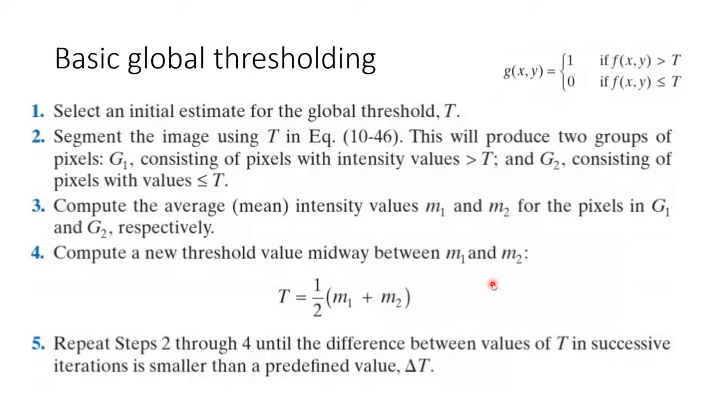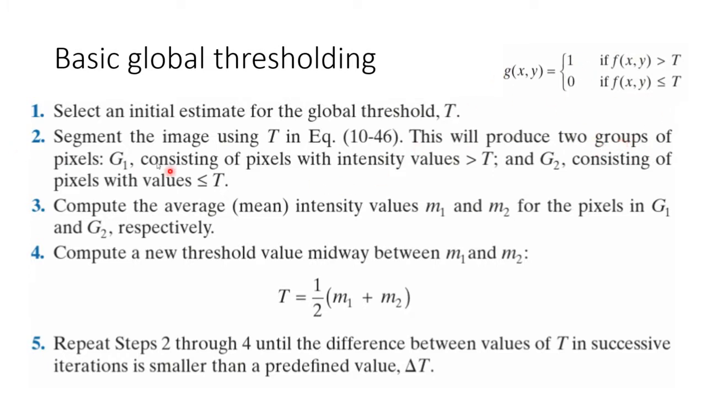Okay, so the basic thresholding method is the following, called the basic global thresholding method. We're going to select an initial estimate for the global threshold. Just guess a number for segmenting foreground pixels and background pixels. Then you're going to use this threshold to segment the image using Equation 10.46. That's just the basic definition of thresholding.